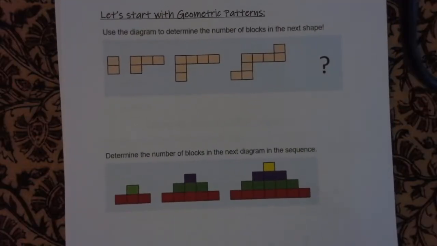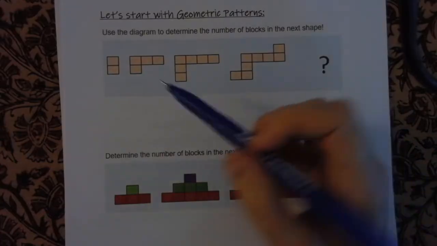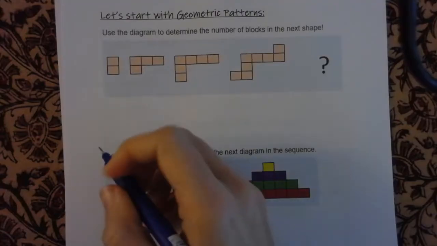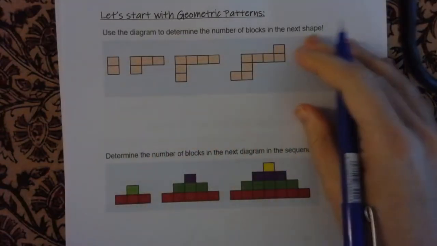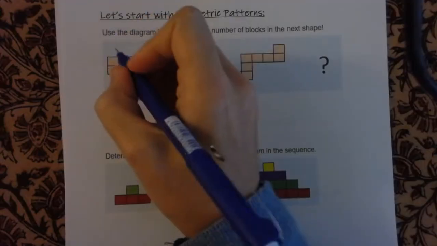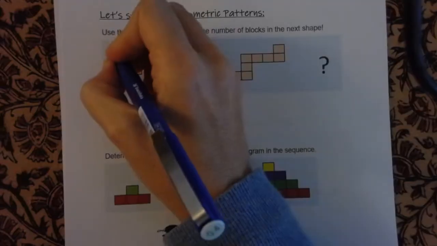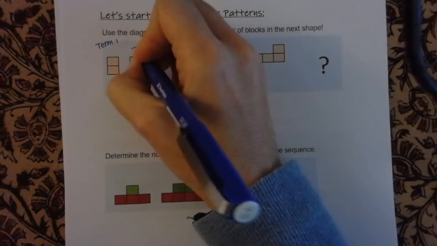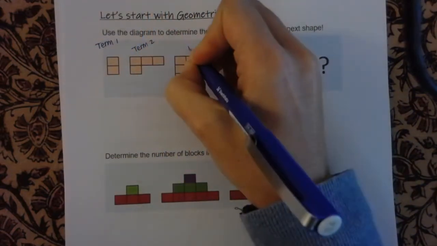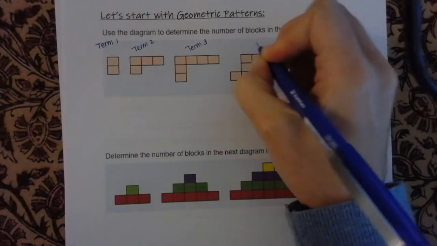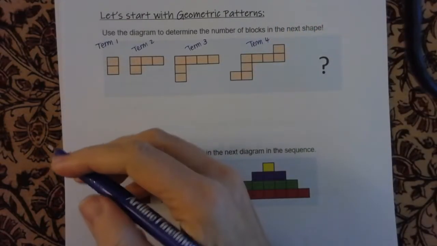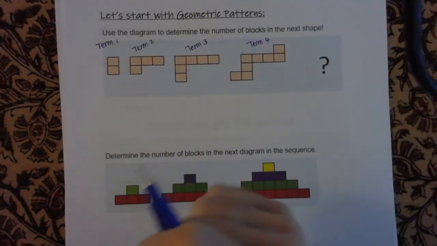So these two are also from Green Shoots. It says, use the diagram to determine the number of blocks in the next shape. Okay, so what I want you to remember with a pattern, you have terms. Terms is the name for each stage. So this is the first term, so I can say this is term 1, this is term 2, this is term 3, and this is term 4.